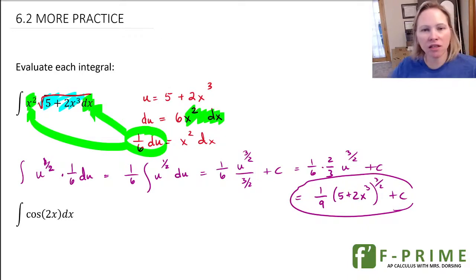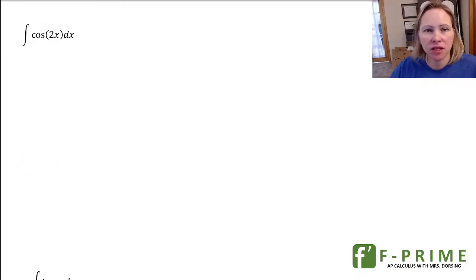So let's keep going. Let's see a few more examples and see how U-substitution can help us through it. All right, so here we have cosine of 2x dx.